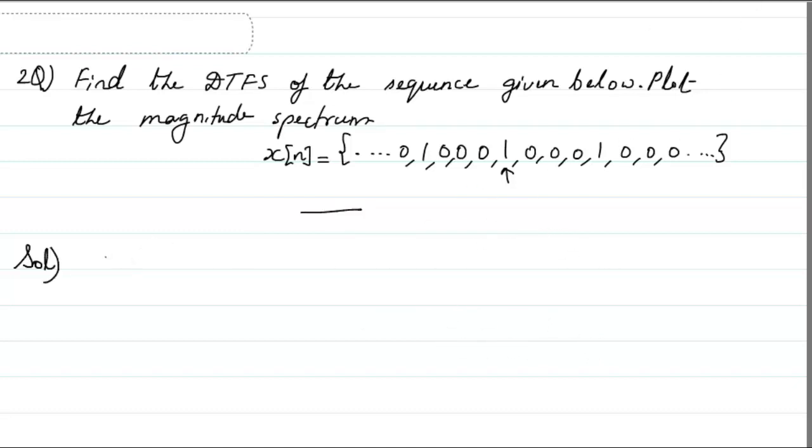So the first thing here that we have to see is what is the period. The period N0, from here to here, is going to be equal to 4, correct? So the periodicity is 4. Therefore, I can say that omega naught is going to be equal to 2 pi by 4, which comes out to be pi by 2, correct? Now let us write the equation.